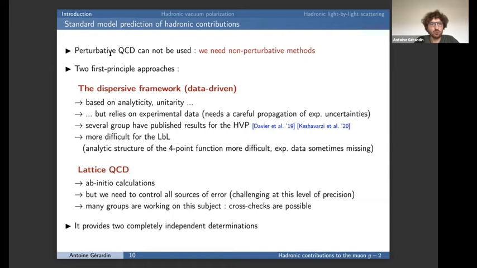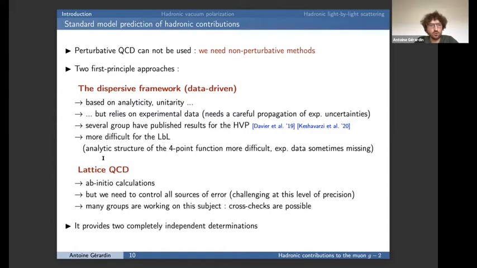And so to compute this contribution, we have mostly two first principle approaches. The first one is the dispersive framework, which is based on analyticity, unitarity, and all these properties of the theory, but it also relies on experimental data, which means that first we need experimental data, and then we have to be careful with the propagation of the errors to the final result. So it has been used very successfully for the HVP and more recently also for the light-by-light, even if in this case we will see that it is a bit more complicated.